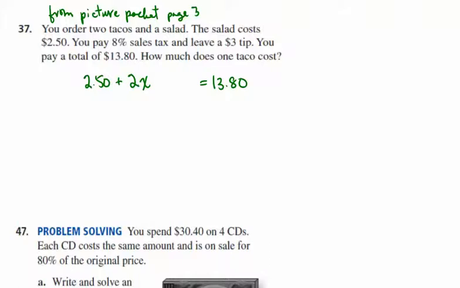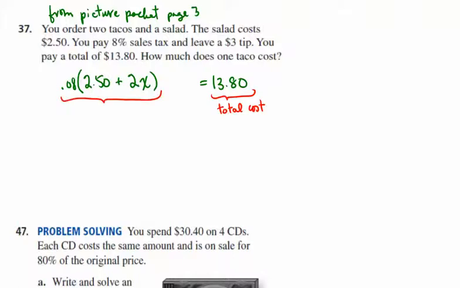Then we need to have 8% sales tax on this. So this is where this gets a little tricky here. What we're going to need to do is to multiply that total cost by 8%. Now, all this gives us, though, is the tax amount. So we have to remember the $13.80 is the total cost.